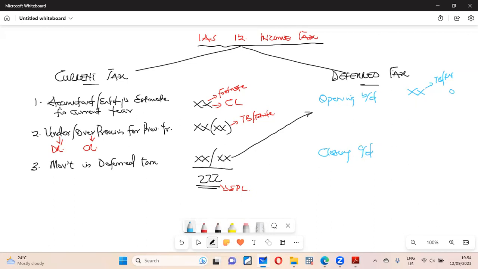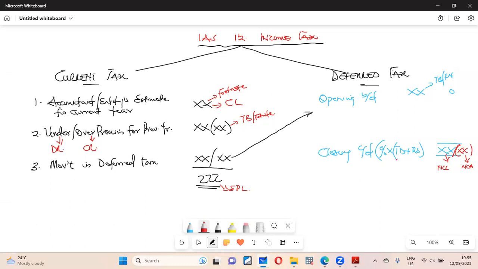Now, this is where you need to be careful. You will need your tax rate multiplied by your temporary difference, plus any revaluation surplus. That's how you find it. And please, whatever answer you get, understand that this can be positive or negative. If it is positive, it will go to your NCL. If it is negative, it will go to your NCA, non-current asset. Take note of that.